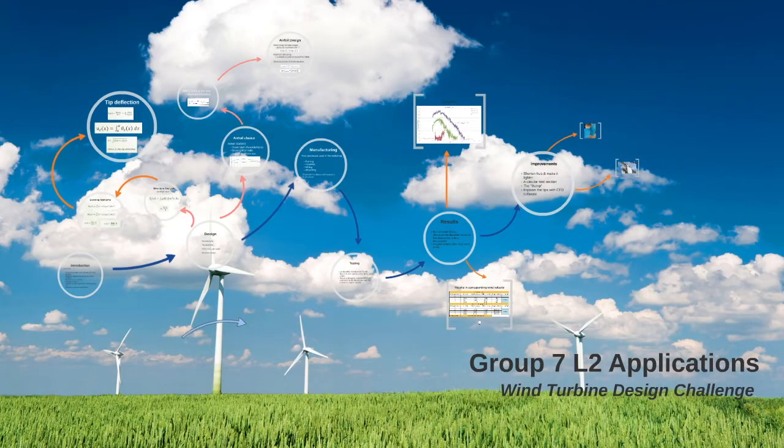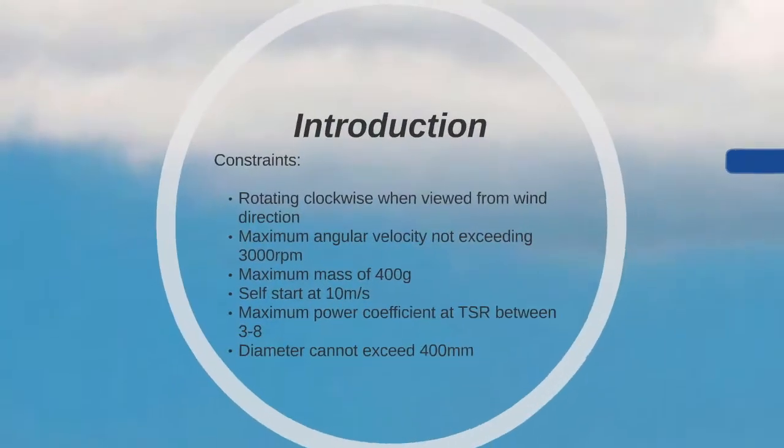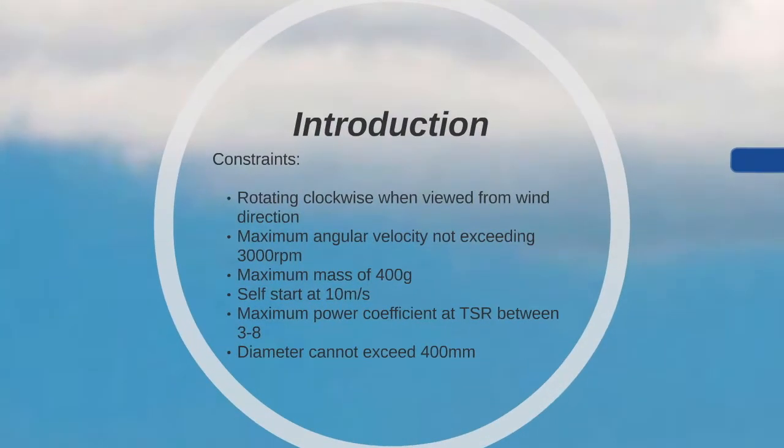For our second-year applications project, we were tasked with designing a wind turbine subject to the following conditions: a horizontal axis rotating clockwise when viewing from the wind direction, maximum angular velocity not exceeding 3000 rpm, a maximum total mass of 400 grams. For a wind speed of 10 meters a second, the turbine is required to self-start. The maximum power coefficient should occur at a tip speed ratio between 3 and 8. The maximum diameter of the blades should not exceed 400 millimeters. The blade was to be tested at wind speeds of 6, 8, 10 and 12 meters a second.